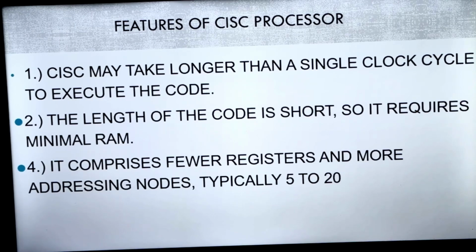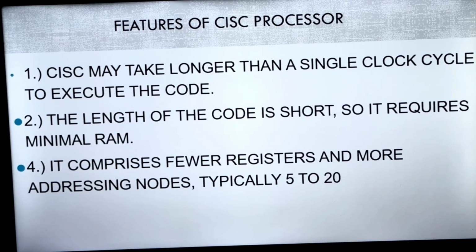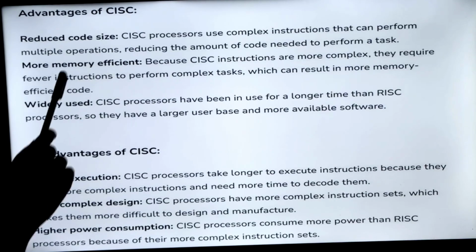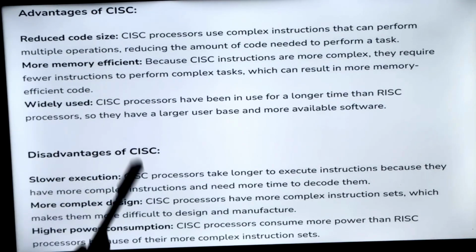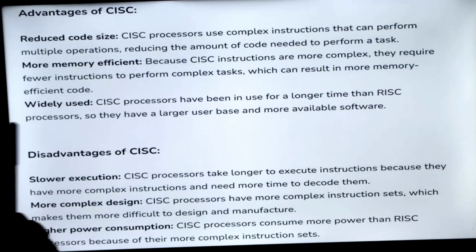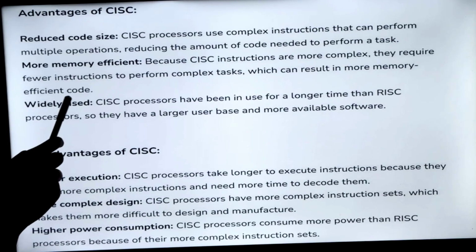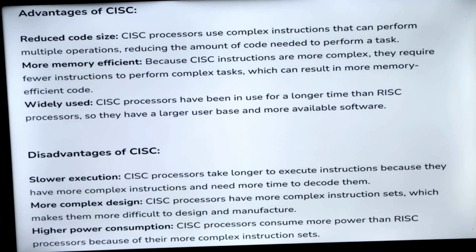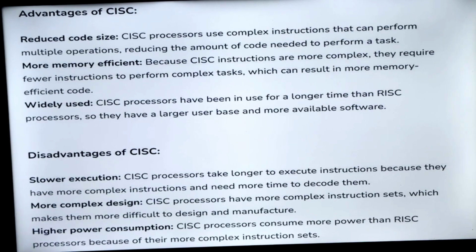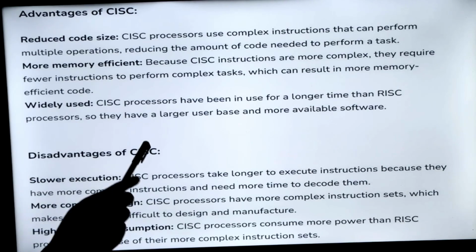So let's see some of the advantages and disadvantages of CISC. If I talk about advantages, the first advantage is reduced code size. Obviously the overall code size will be smaller. More memory efficient, because it's smaller, so I need less memory to store the program. Then widely used. Most of the computers support this CISC architecture. Fine. Now what are the disadvantages?